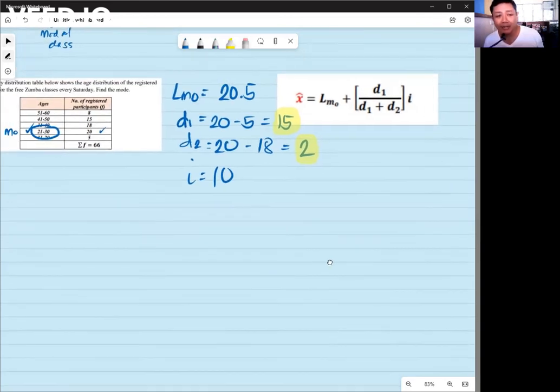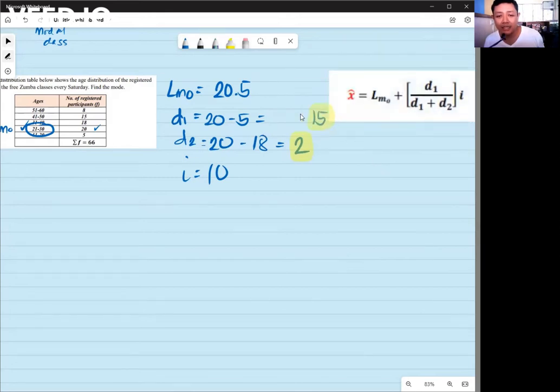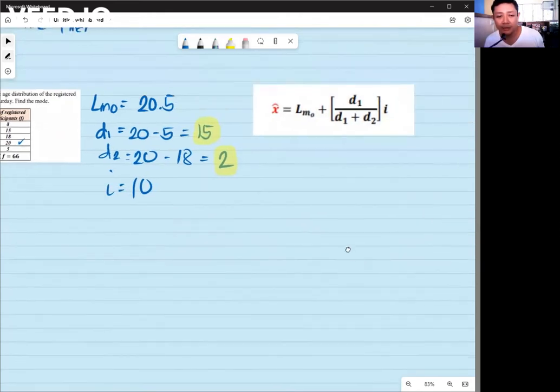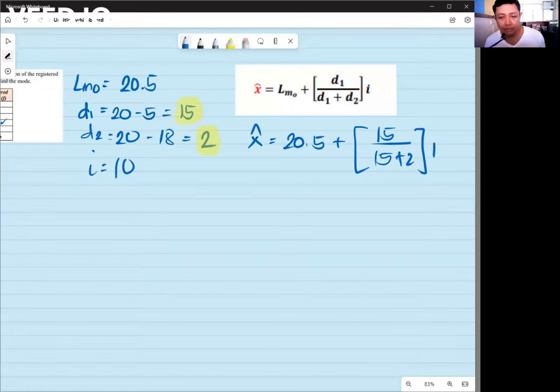Now that we already have this complete and correct set of values, let's move on with the formula. Okay, and so let's continue. The mode will be equal to LMO, which is 20.5, the lower bound of our modal class, plus D1, which is 15, over D2, which is 2. So therefore, we have to add 15 plus 2 and then multiply it by 10.